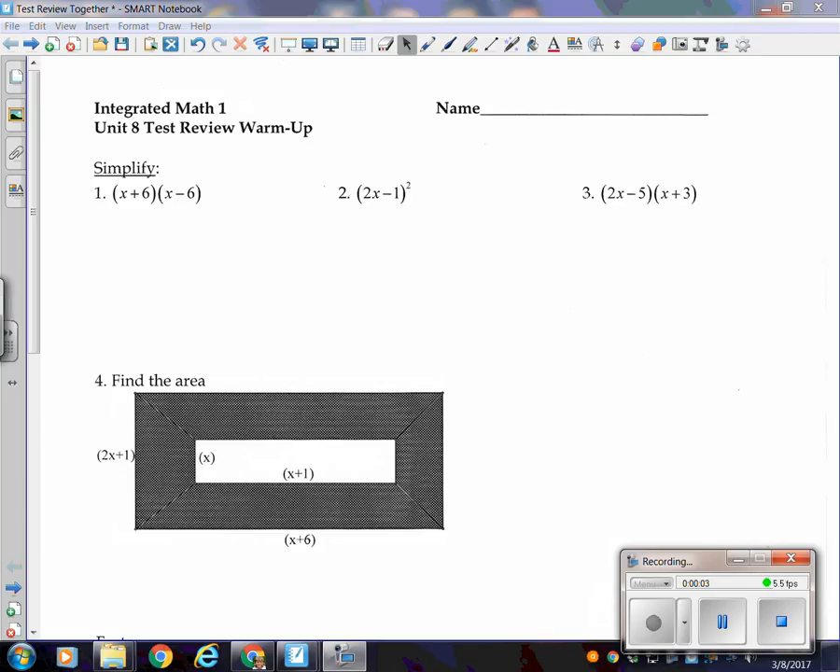We're going to work on our test review for Unit 8, Quadratic Basics. There's a part of the test review that we're going to do together, and then there's a part that you're going to do by yourself on your own. So let's work out the part that we do together.